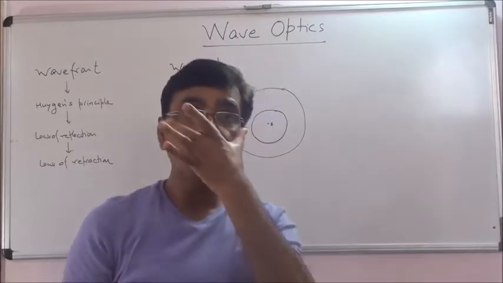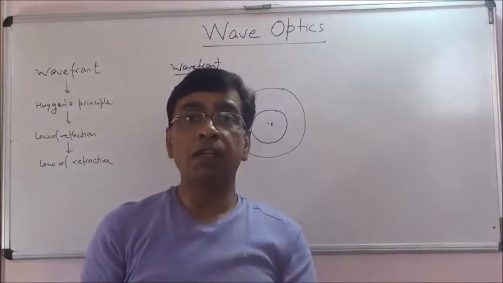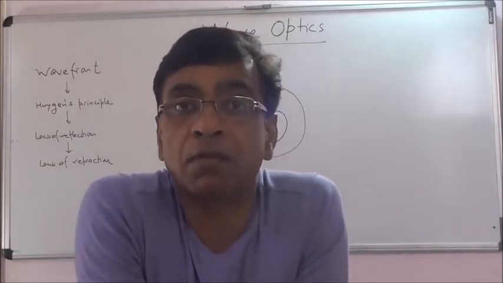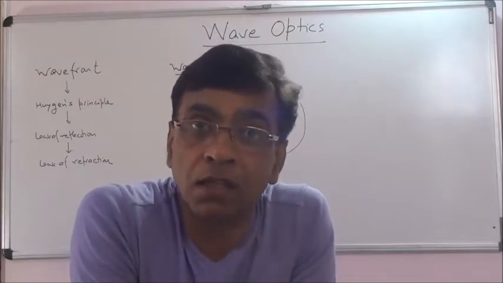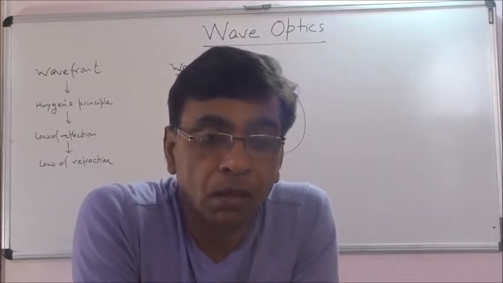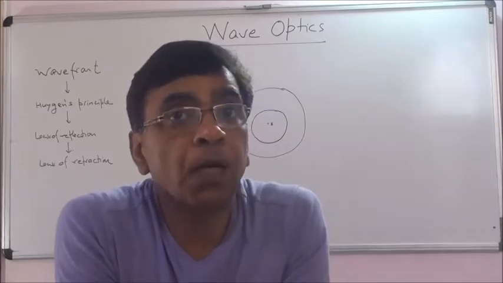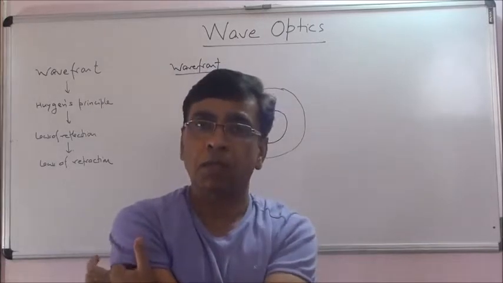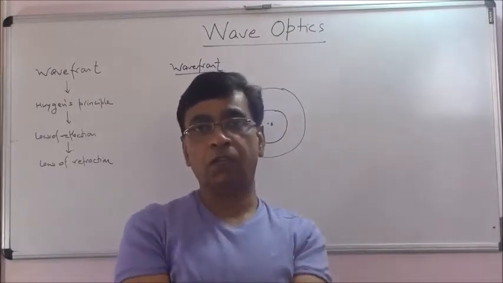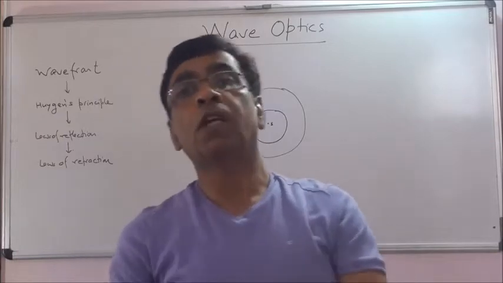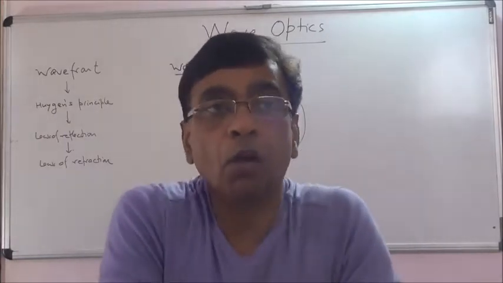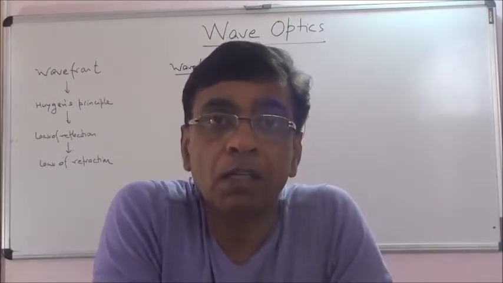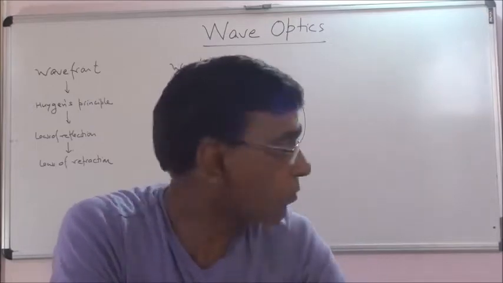So wavefront is a surface of constant phase. It's a surface on which all particles vibrate in the same phase, or all vibrations are in the same phase, because for some waves there may not be particles. When we are talking about water waves, we have water molecules, but what about light waves? We have vibrations of electric and magnetic fields. So on a particular wavefront, all vibrations are in the same phase. Or we can say wavefront is a locus of points having the same phase.